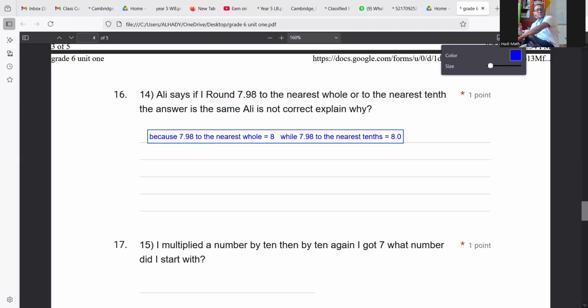Some people say no, Ali is correct because both of them are 8. Okay, I do agree, 8 and 8.0 have the same value. But in rounding, as I told you before, it must be written. When they ask you to round to the nearest tenth, you must write 8.0. Or if they ask you to round to the nearest hundredth, you should write 8.00. Now they ask you the nearest tenth, you must write 8.0. This is a must. That's why Ali is not correct.